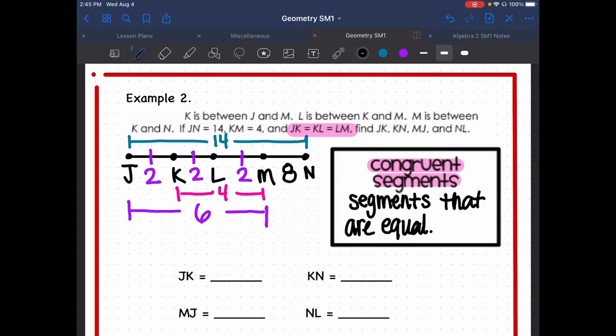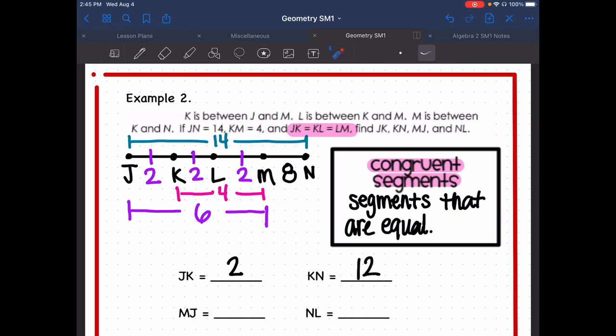Now I know my picture doesn't necessarily look like that one is bigger than the other ones, but it's okay. My picture doesn't have to match in length. I know everything appears to be the same, but that's okay. So J to K is 2. K to N, okay, here we go. From K to N, it's 2 plus 2 plus 8. So I'm going to do 8 plus 2 is 10, plus 2 is 12.